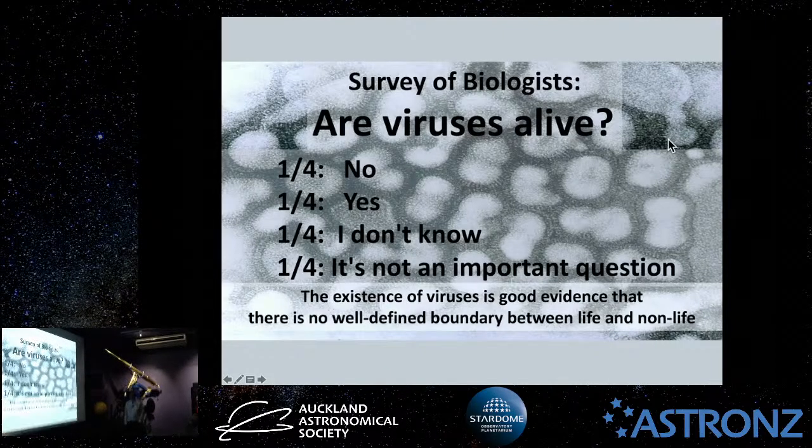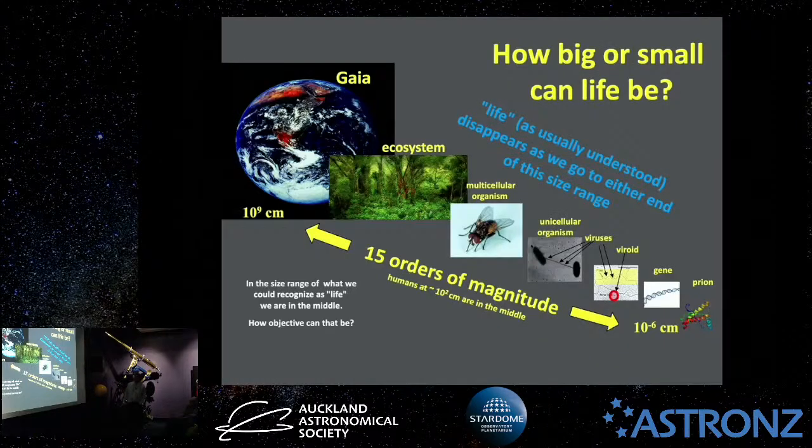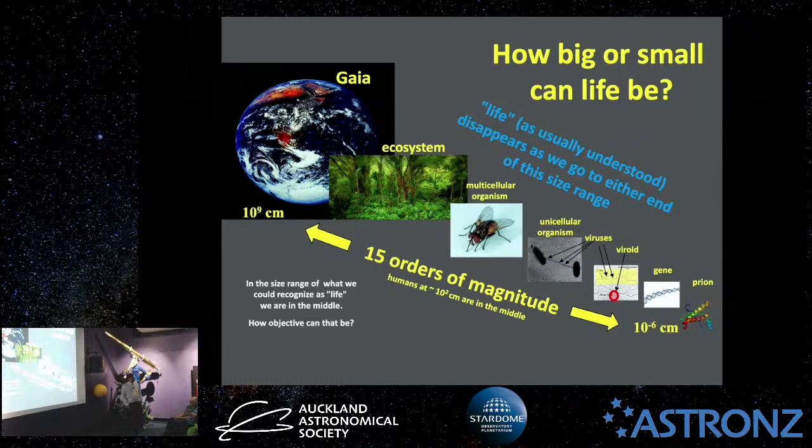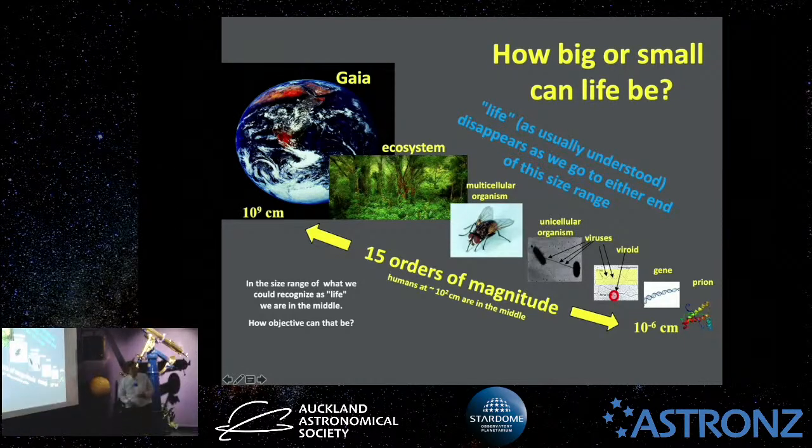So keep that in mind whenever you think there's life and there's non-life. That black and white dichotomy that's so easy to think about, yes and no, is completely wrong when you talk about a continuum. And right in the middle of this continuum, you could think of viruses. Okay, how about this size thing? How big or small can life be? Some people think that Gaia is alive. This is James Lovelock's idea that the whole biosphere can be thought of as a living organism. Or how about an ecosystem?